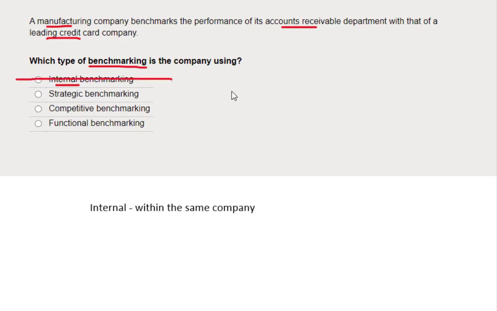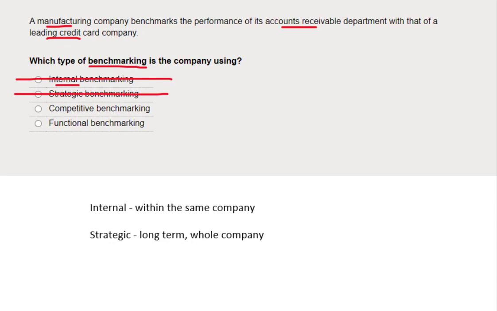What about strategic benchmarking? What do I know about the name or the word strategic? Now, I know that if something is strategic, it means that it impacts the long-term planning horizon for the company, and it impacts the entire business. Well, here, we're not looking at the entire business. We're just looking at one department, the accounts receivable department. And that's not the entire company, and therefore strategic can't be right. Let's get rid of that one.